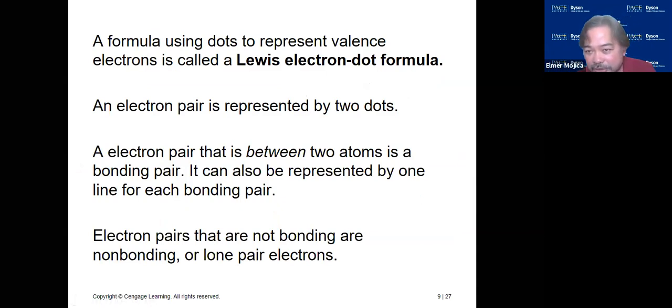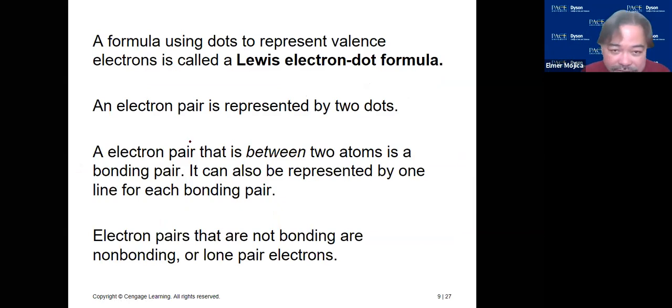So we already worked on this electron-dot formula earlier, right? In the ionic bond. Now, how do we work on this in the covalent bond? Usually, when you form an electron pair, that's two dots that is formed. An electron pair that is between two atoms is a bonding pair, and it can also be represented by one line for each bonding pair.